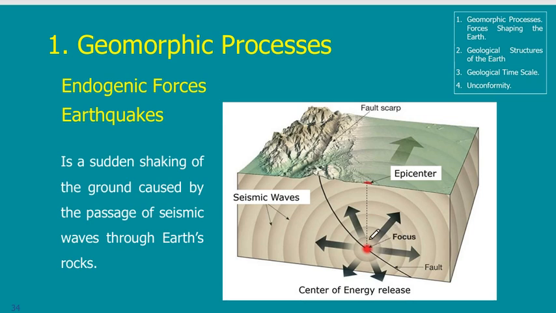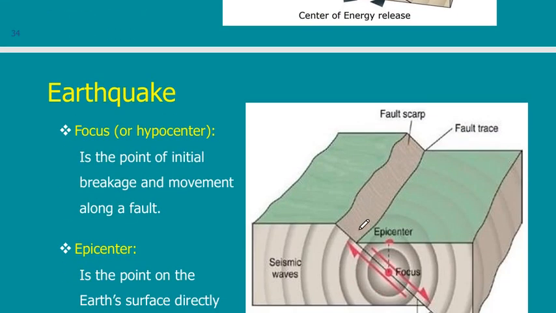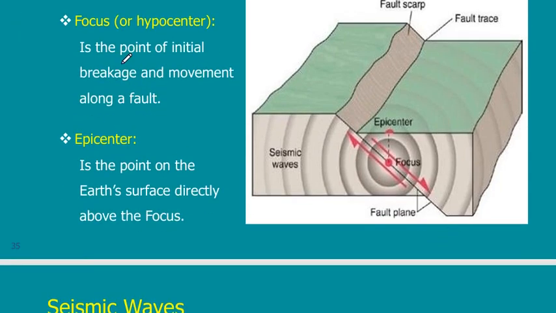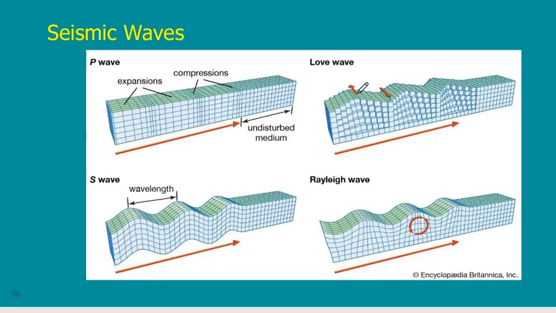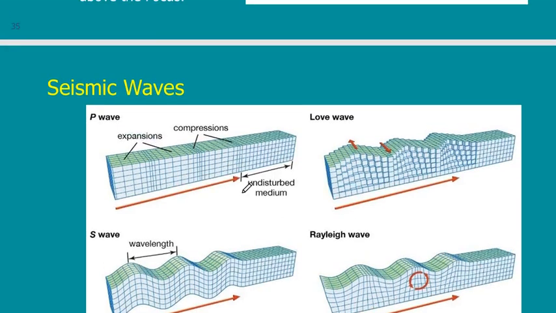This is the focus, where the release of energy started. This is the epicenter, which means that it is the center but on top of the ground, the projection of the center on top of the ground. Again, this is the focus, the epicenter, as I said. These are the types of the waves that propagate with the earthquake.